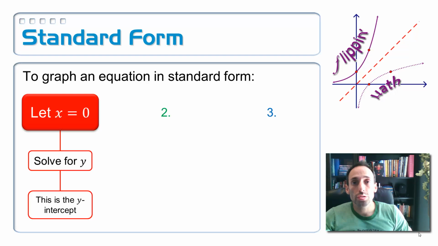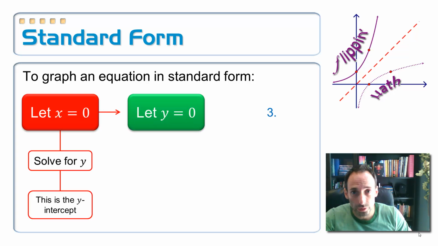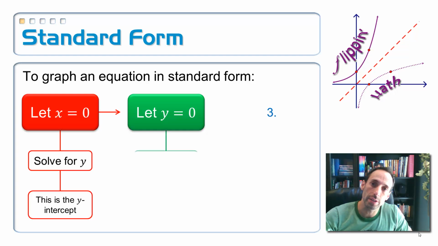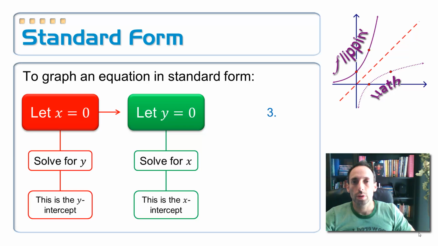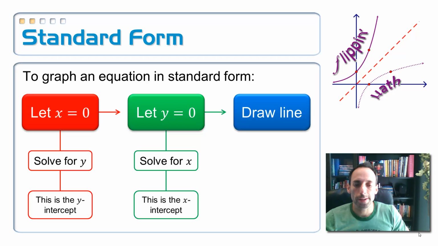Now you need to find your x-intercept. To find your x-intercept, you're going to let y equal 0 and solve it for x this time. And that's going to be the x-intercept, of course. And then you plot that on your graph. You've got 2 points. And from geometry, we know that any 2 points in a plane make a line. So there we go. Let's try that, shall we?